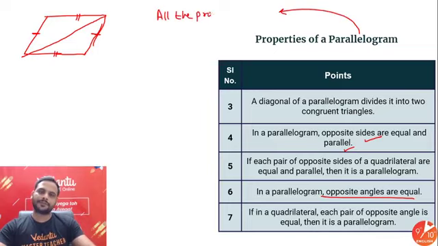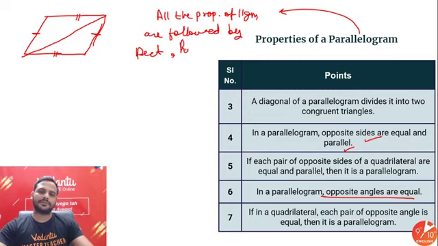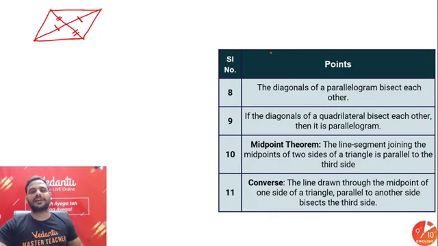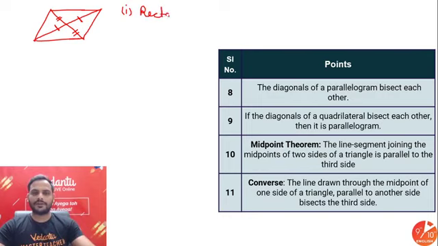All the properties of parallelogram are followed by rectangle, rhombus and square. But they will have some extra properties as well. They will have some of their extra special properties. So let us write it for rectangle. What is the extra special property for rectangle?